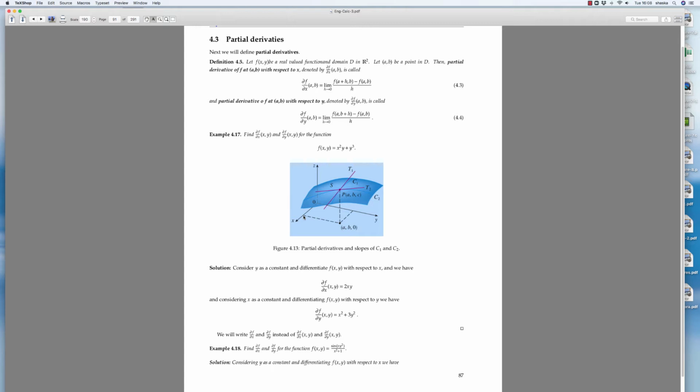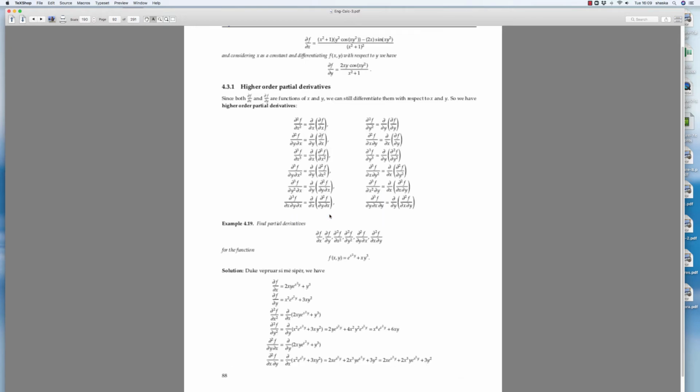That plane intersects on a curve, and that curve, if you consider it at a given point, has a slope, and that slope is really what you're finding. All right, so let's just continue.